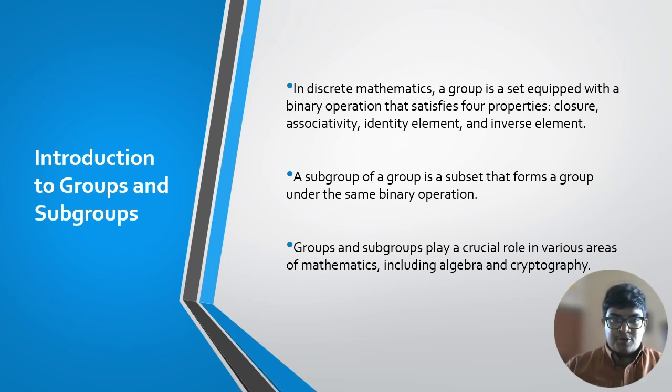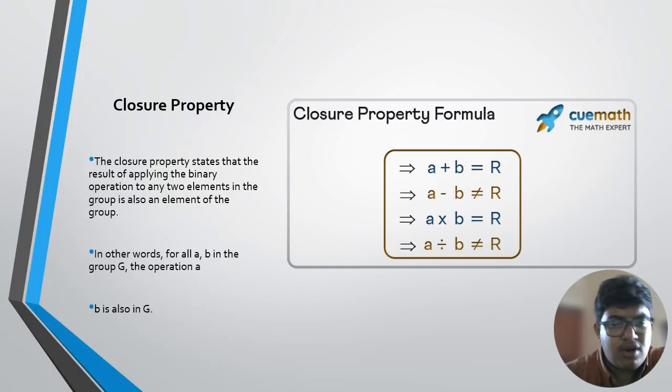So a subgroup of a group is a subset of that group, and it follows the same binary operation. There's no different binary operation for it. Groups and subgroups play a crucial role in various areas of mathematics, including algebra and cryptography. Now let's see what the closure property is first.